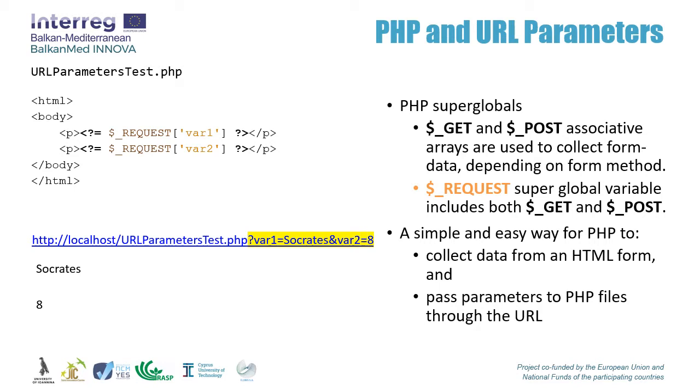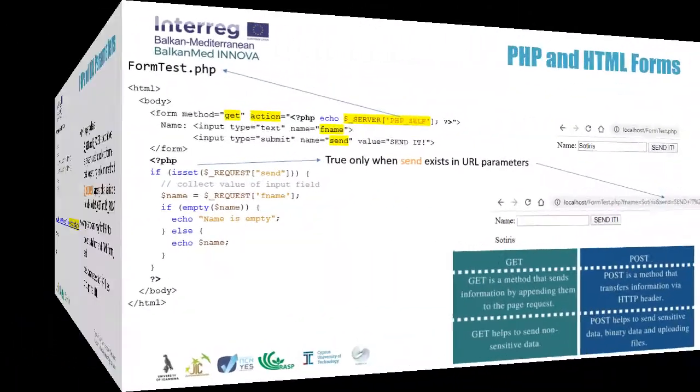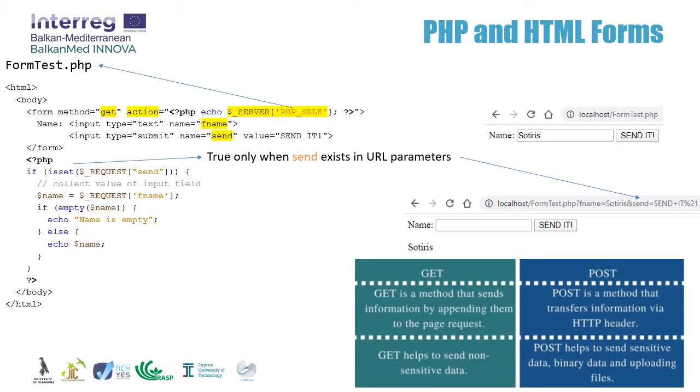Write this code in a PHP file with the name URL parameters test.php. Save it under the htdocs folder, and access it through your web server by typing this URL. This example shows how we can pass parameters to PHP files through the URL. The names of the two parameters are var1 and var2. Now let's look at an example that shows a simple form with an input field and a submit button.